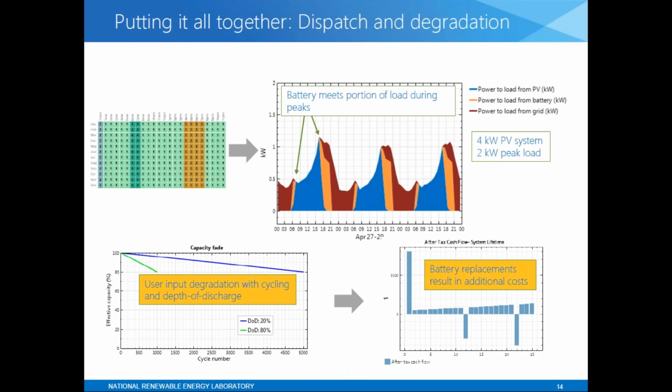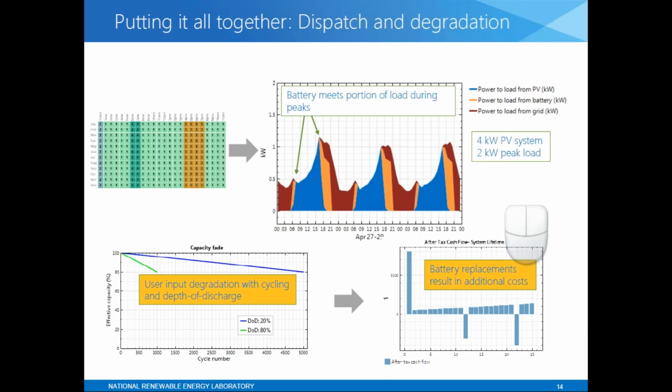So when you put all that together, load data, battery modeling, PV modeling, utility rate data, you can start to look at really detailed analysis. In this case, looking at in the upper left corner, you're telling SAM when the battery should be dispatching. In the right, you see a standard SAM graphic where the battery meets a portion of the load during the peak of each day. So you can see where the peaks are.